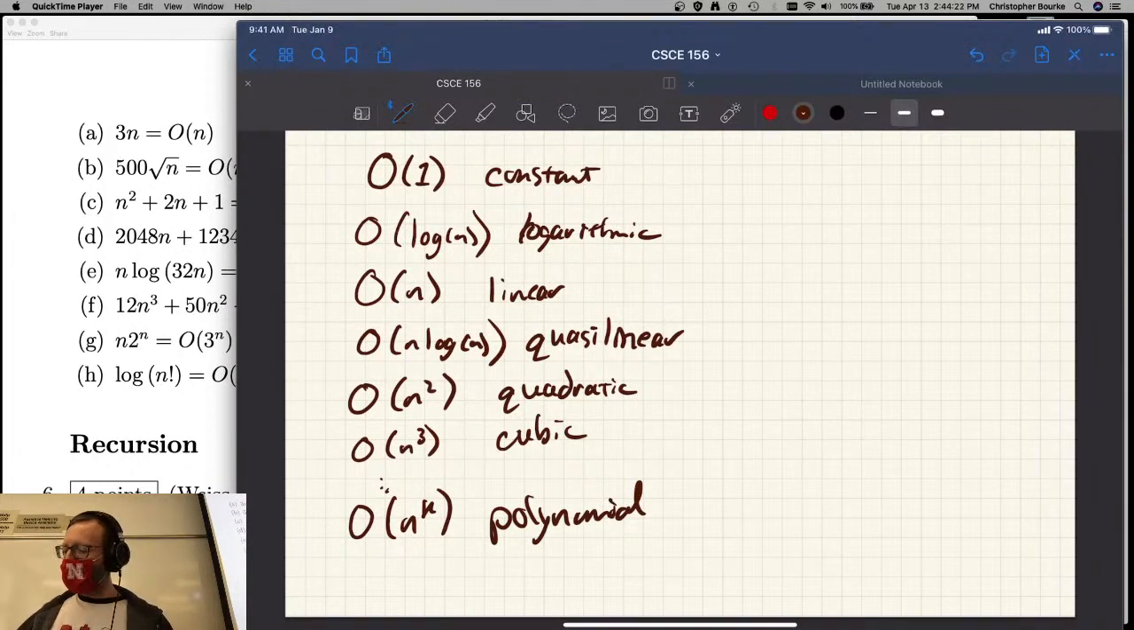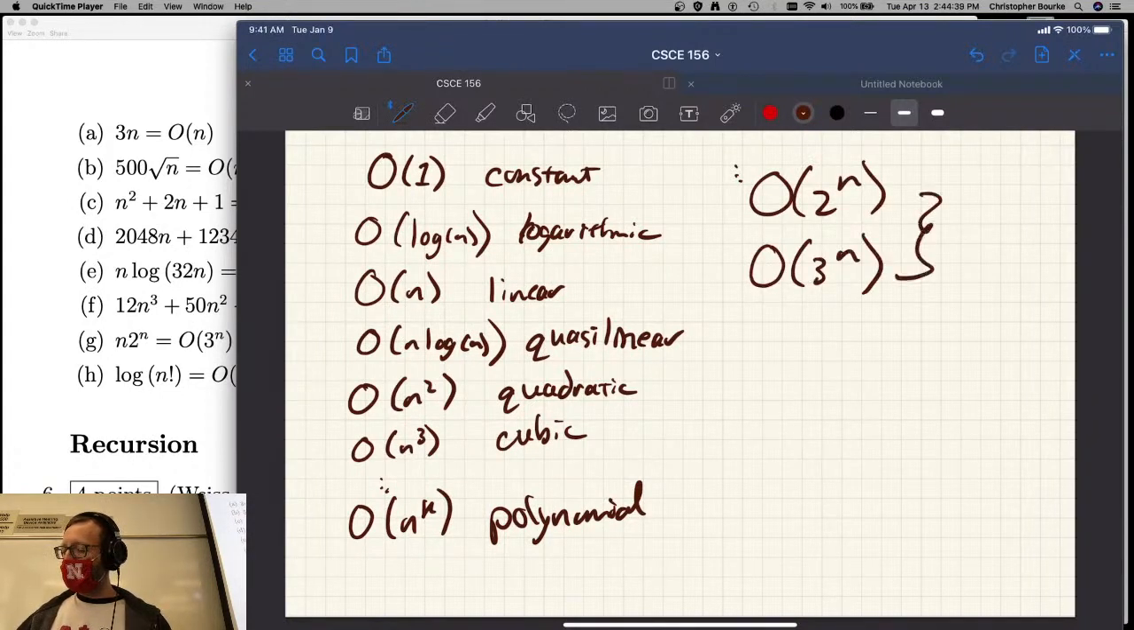But we've seen from a practical standpoint, anything above this red line here is not practical. You can keep going though for super impractical things like order 2 to the n, order 3 to the n. And of course these are exponential. Not all exponentials are created equal. 3 to the n is much faster growing than 2 to the n. Question?